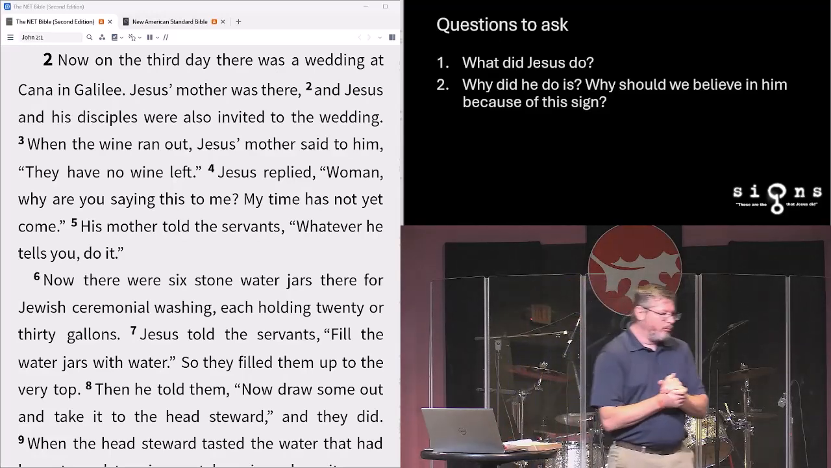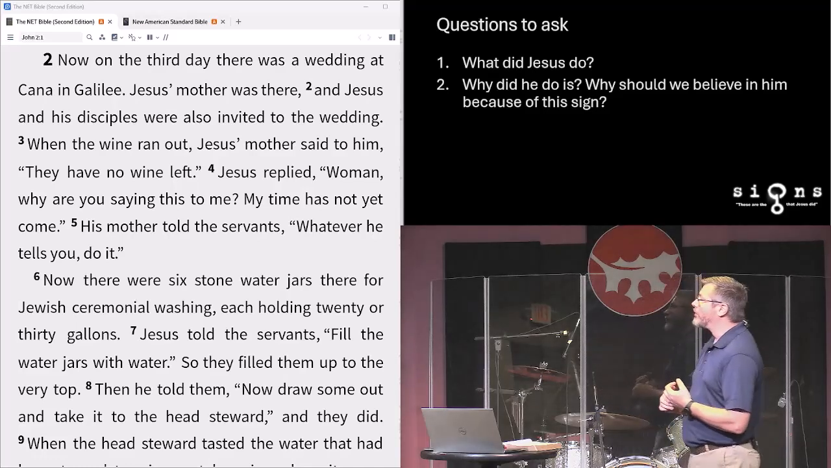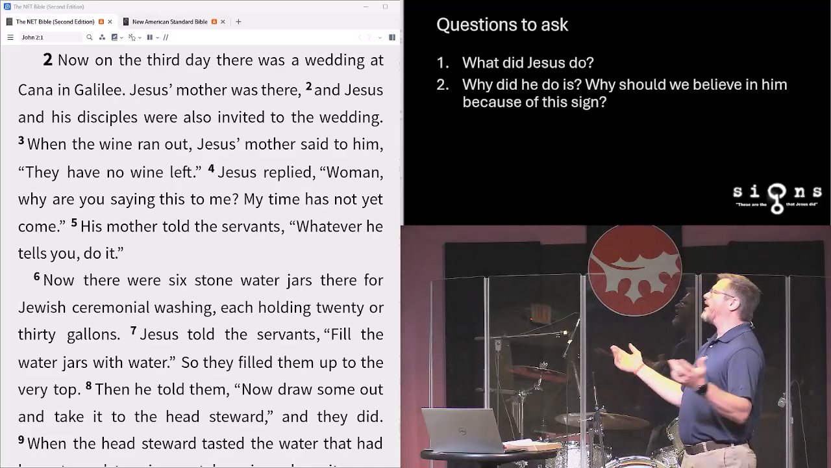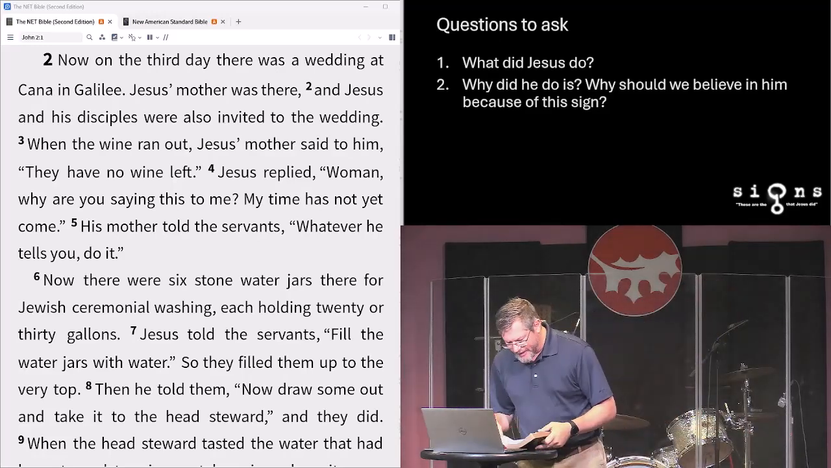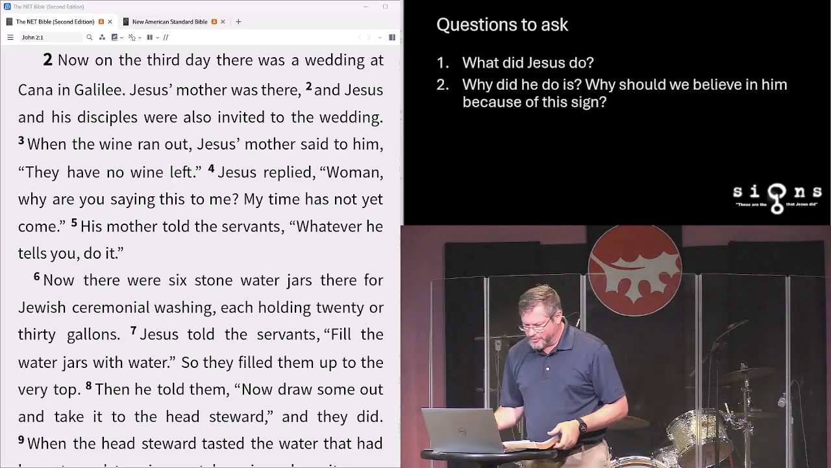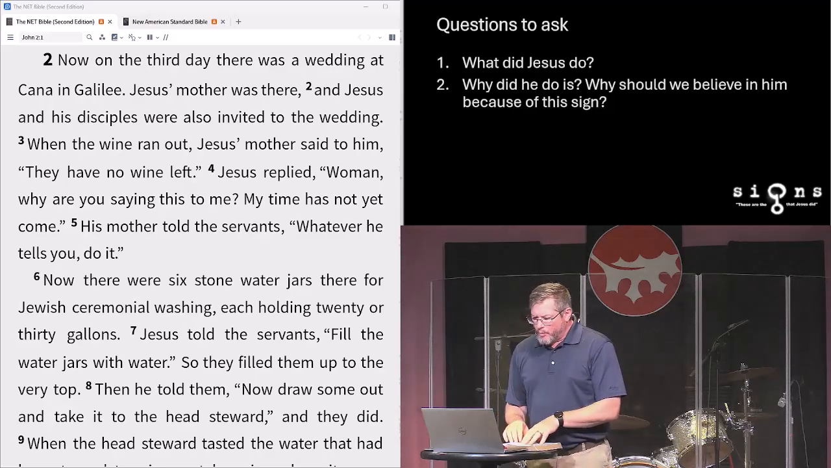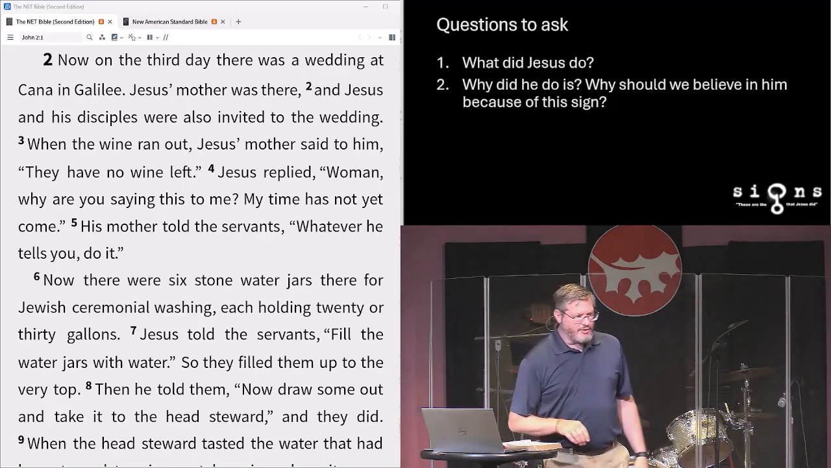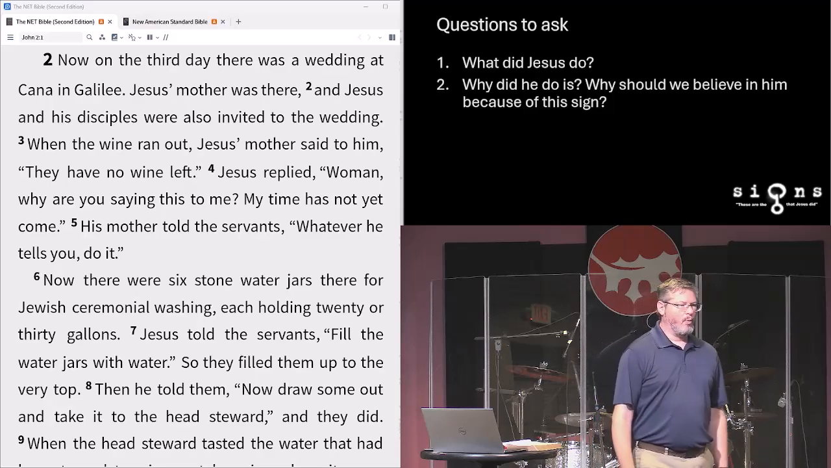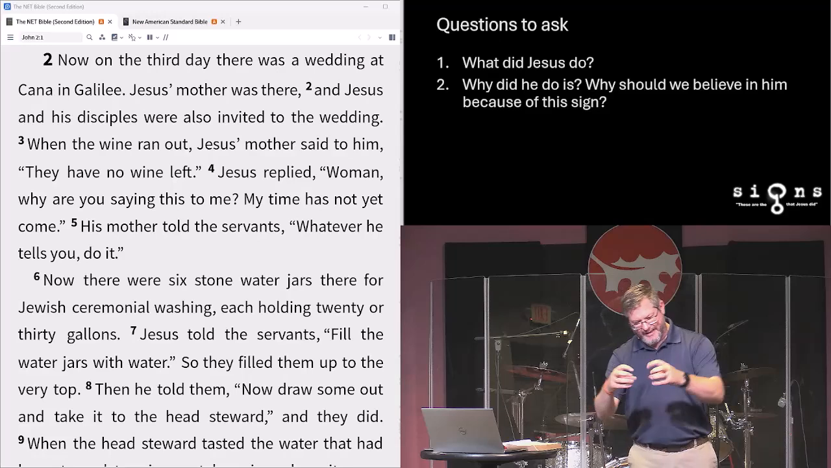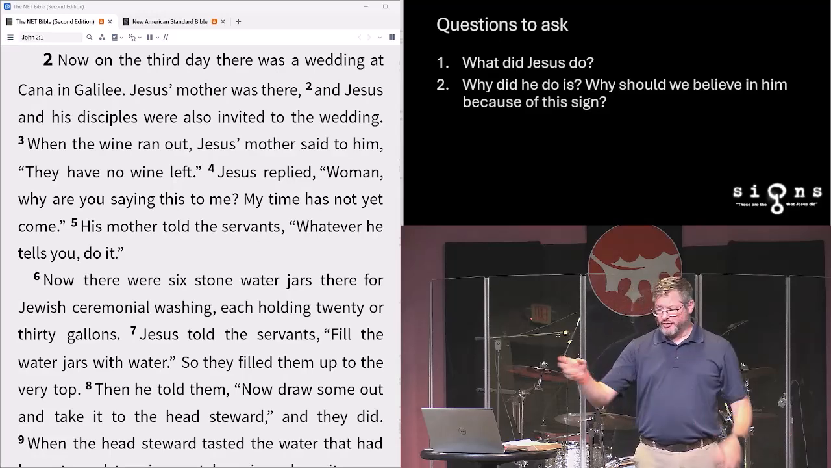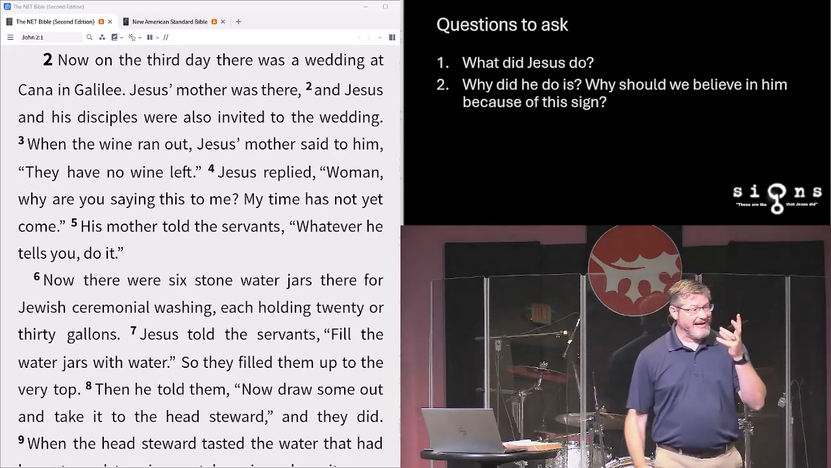Verse 4, Jesus replied to her, "Woman, why are you saying this to me?" Literally, the phrase in John's Greek text here is, what is it to me and to you? What is it to me and to you? Okay, that's the literal, it's sort of an idiom. It's actually, that phrase shows up a couple of times in the New Testament.